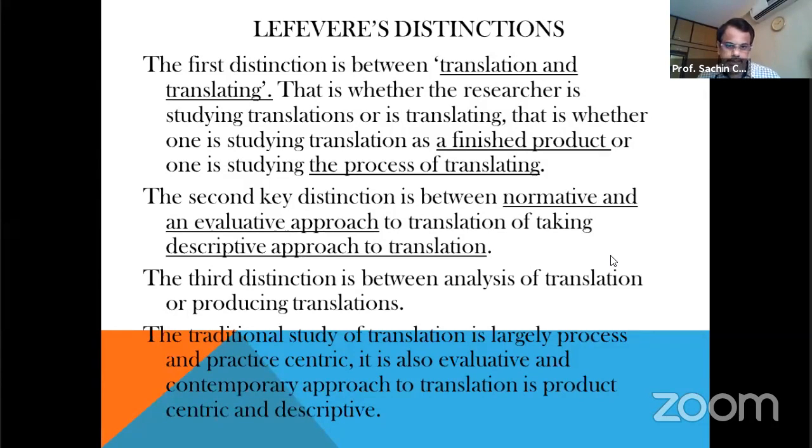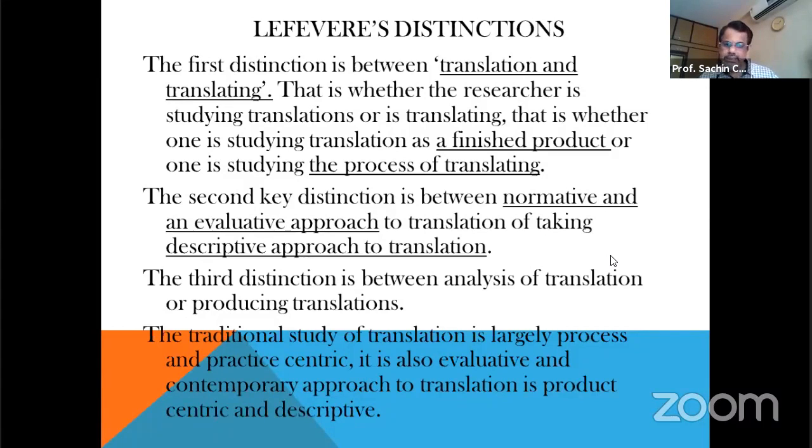The third distinction is between analysis of translation and producing translation. And very often we don't do that. Most of the time we don't ask whether we are studying a poem or studying how to write a poem. Most of the time in the classroom, we don't teach how to write a poem. We teach how to study a poem. We don't teach how to write a novel, but to study a novel. Similarly, we may not teach how to translate, but we may teach how to study translation.